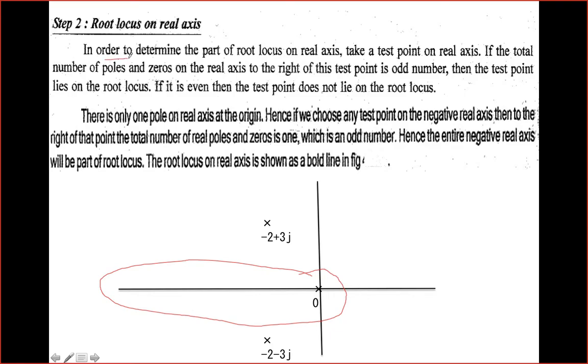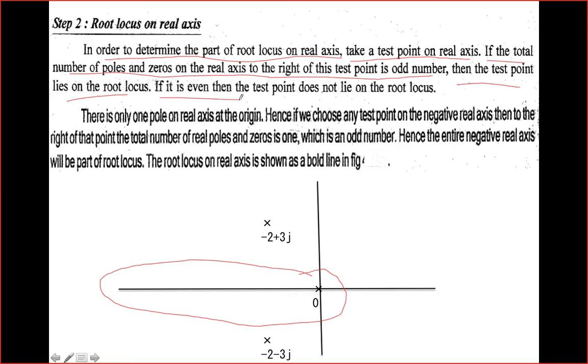In order to determine the part of root locus on real axis, take a test point on real axis. If the total number of poles and zeros on the real axis to the right of the test point is an odd number, then the test point lies on the root locus.